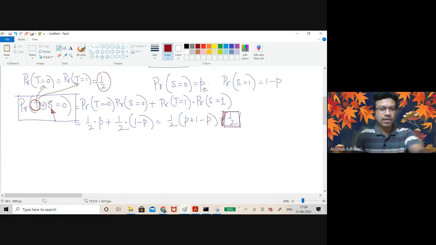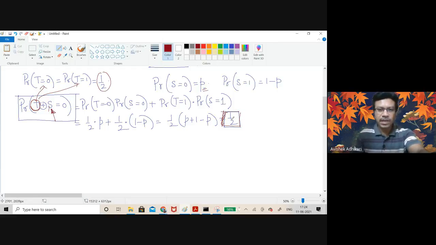That means whatever be the probability distribution of S, it does not matter if it is being XORed with a random variable which satisfies this property. That means this is uniformly distributed. If this is uniformly distributed, then if it is XORed with whatever random variable, that also becomes random. So that's very important.